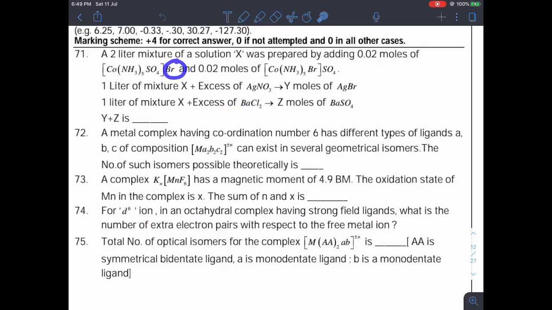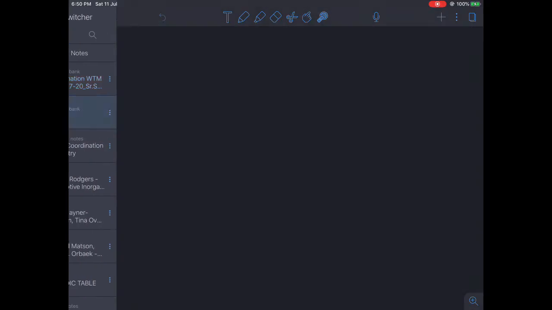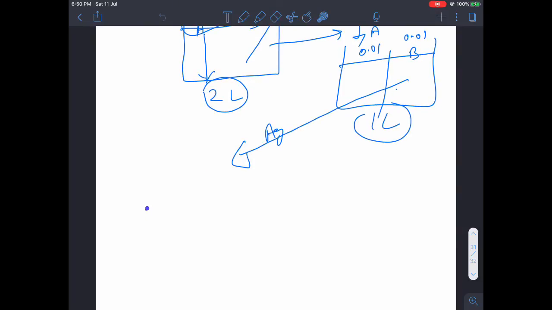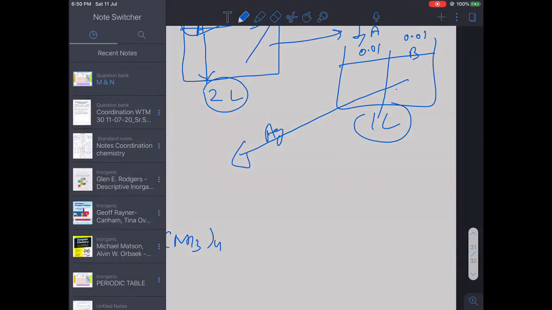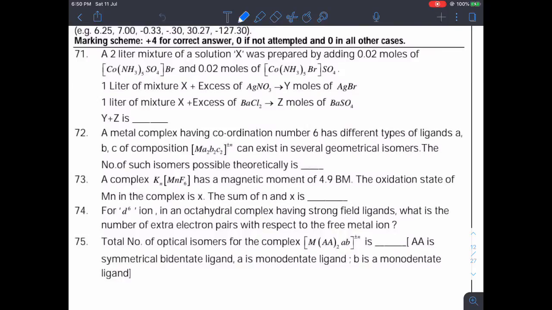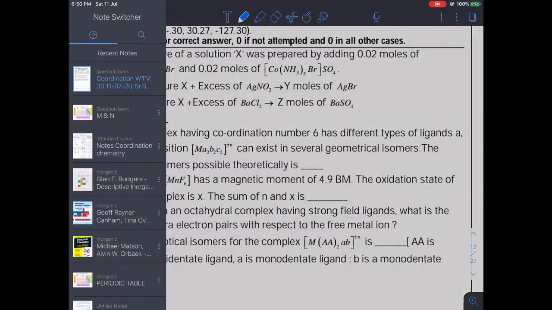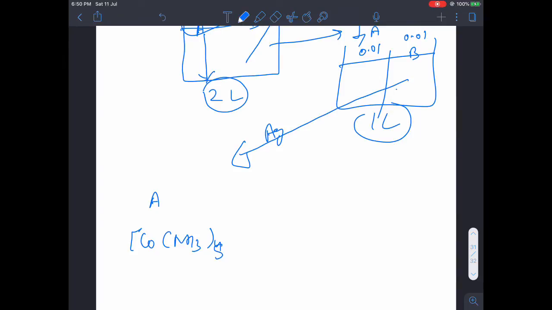And what are these complexes? One has Br outside and the other has sulfate outside. So what will happen? Co(NH3)5SO4Br. So A is nothing but [Co(NH3)5SO4]Br. So this is 5 ammonia, sulfate inside and Br outside.